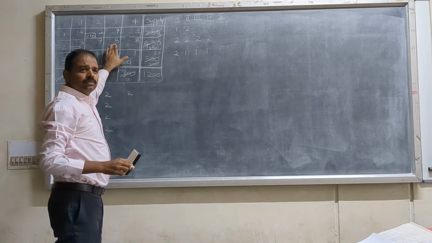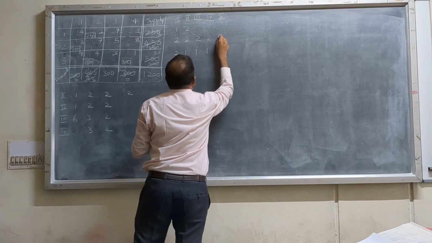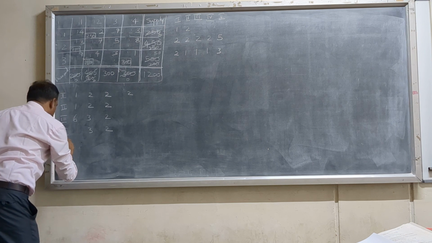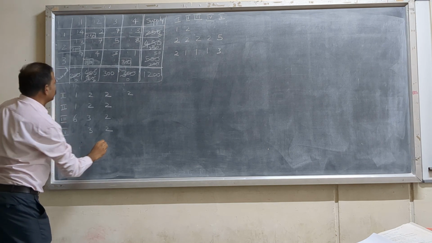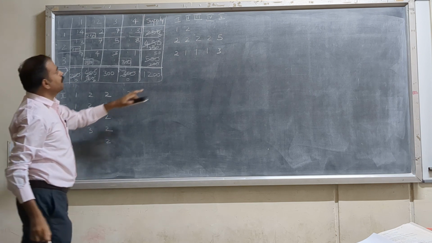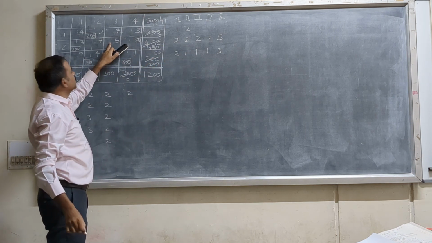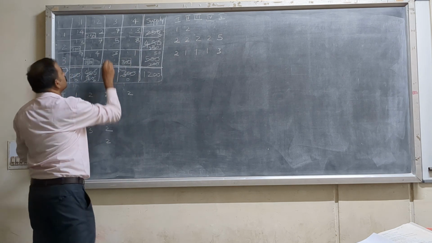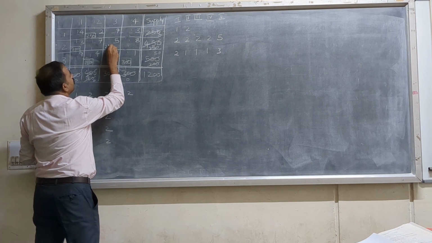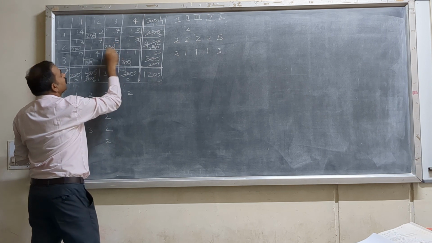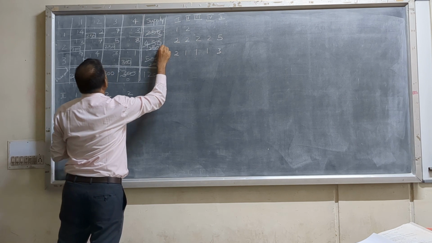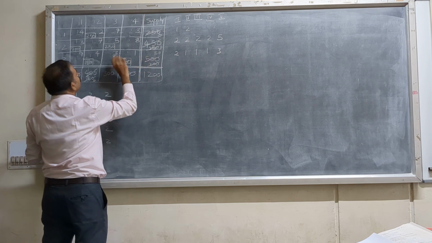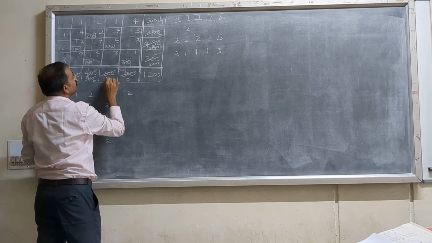Now there is only one number. It's 5, this is 3, and this is 2. Highest penalty 5. So there is no other option. So 300 and 250, which is the minimum? 250. Correct? Please correct me if I am wrong. So this becomes how much? 50.